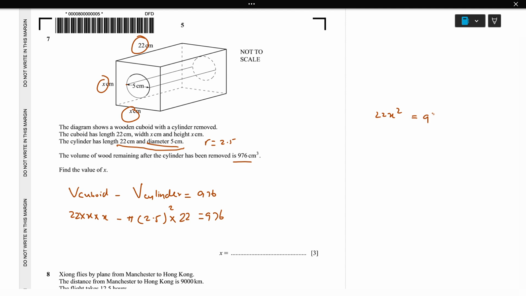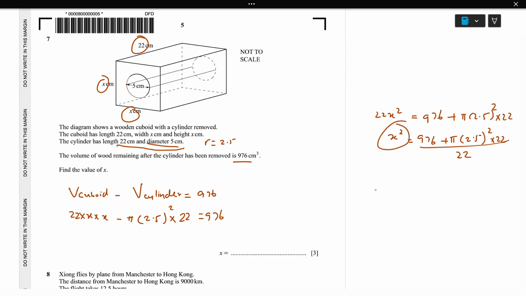equal to 976. This is minus, when it goes to the right side it will become plus. Plus pi into 2.5 square times 22. Now x square equal to 976 plus pi into 2.5 whole square times 22 over, when I bring 22, it is going to be divided here.